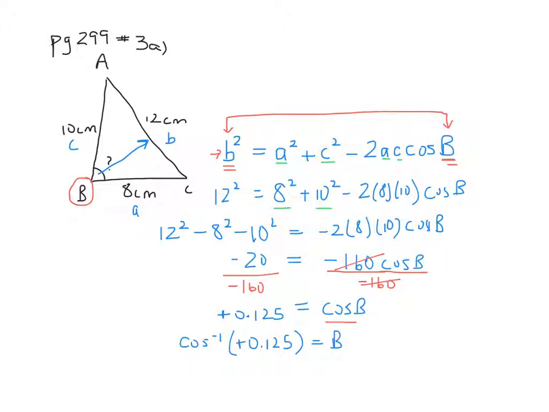And my calculator told me that it is about 82.8 degrees. And the question asked us to round to the nearest whole degree, so that would round to about 83 degrees. So that's what this angle B is equal to.